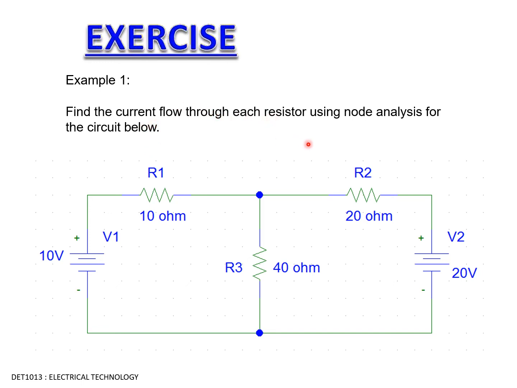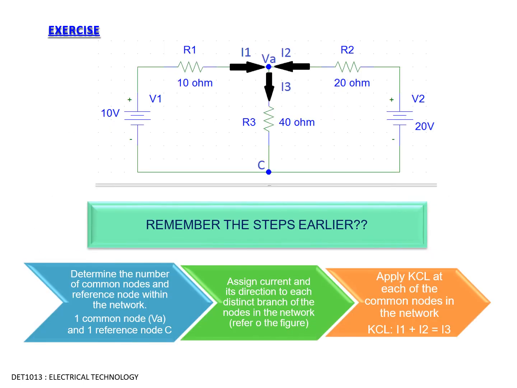Here three resistors are connected. So for each resistor you have to find out the amount of current flow using the node analysis procedure. Let's apply Kirchhoff's node analysis in solving this problem. The steps involved in this are three. The first step is finding out the common node and reference node within the network.